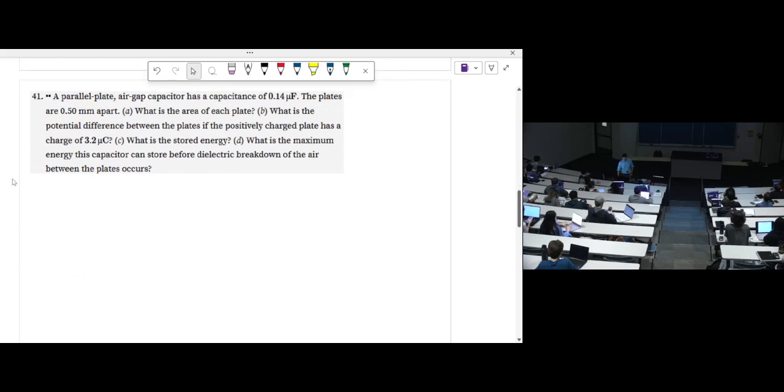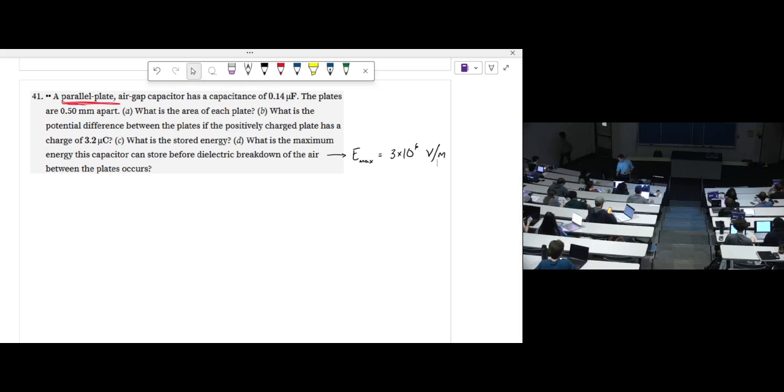A parallel plate air gap capacitor has a capacitance of 0.14 microfarad. The plates are 0.5 millimeter apart. What is the area of each plate? This only works because of this right here, parallel plate capacitor. What is the potential difference between the plates if the positive plate has charge of 3.2 microcoulomb? What is the stored energy? What is the maximum energy before dielectric breakdown? Again, that's E max is equal to 3 times 10 to the 6 volts per meter.